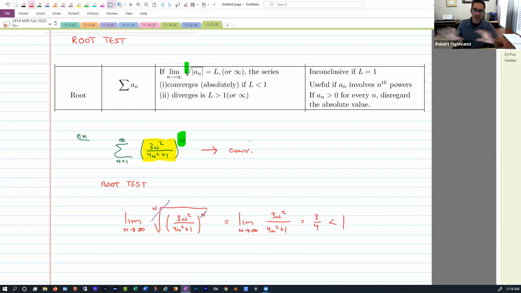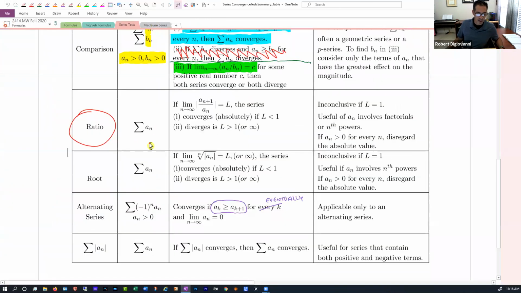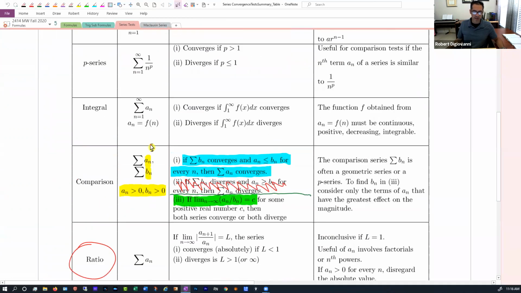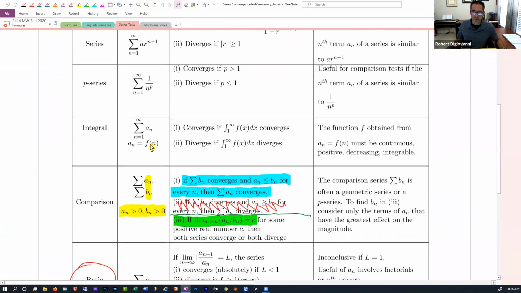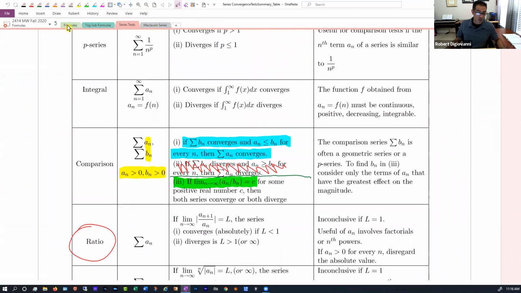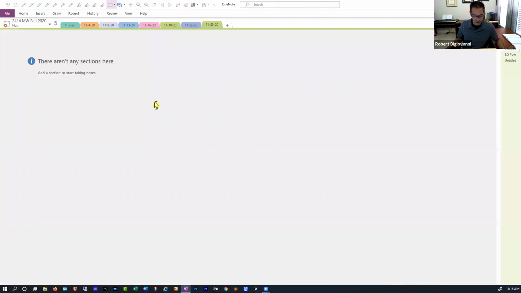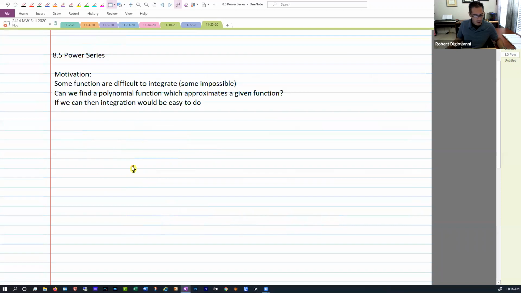Okay, we have all the tests in place now. If someone gives us a series, we have all of these different things that we could potentially do to determine the convergence or divergence of the series. Now, why have we gone through all of this? Just for fun, right? All right, so power series, we're moving on to 8.5.